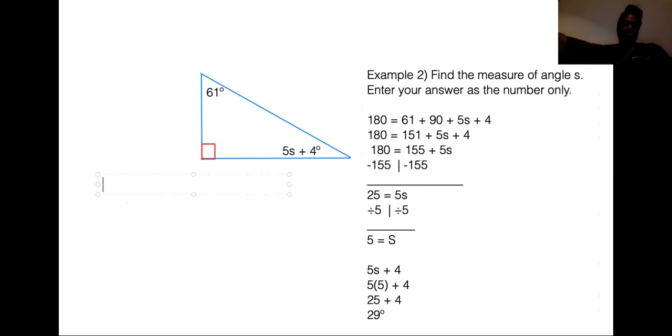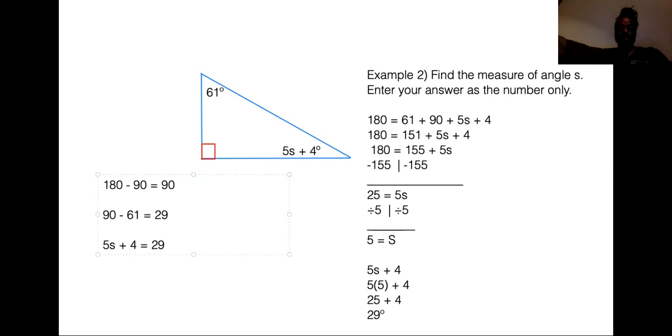You could first start off by saying 180 minus 90, because that right angle is 90. So 180 minus 90 equals 90. And then you could say 90 minus 61. And we know that 90 minus 61 would be 29. And then we can make a smaller equation, and that smaller equation would be 5s plus 4 equals 29.